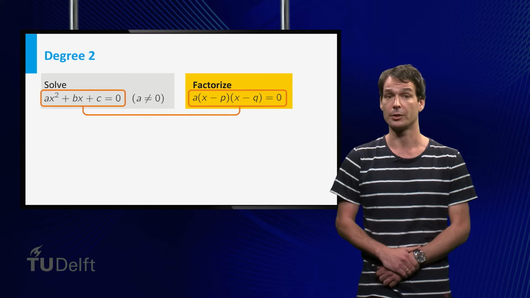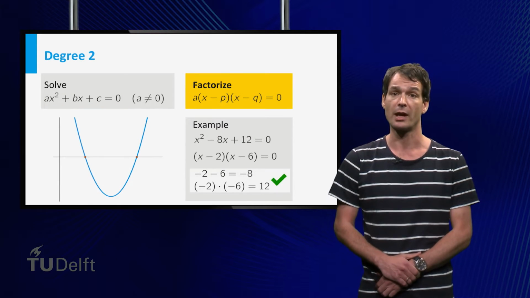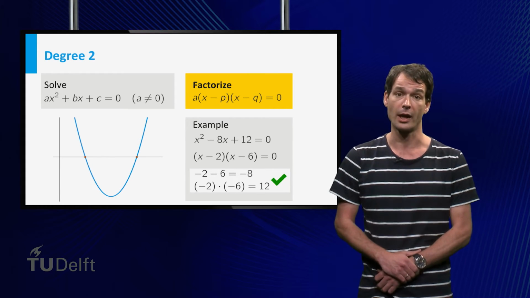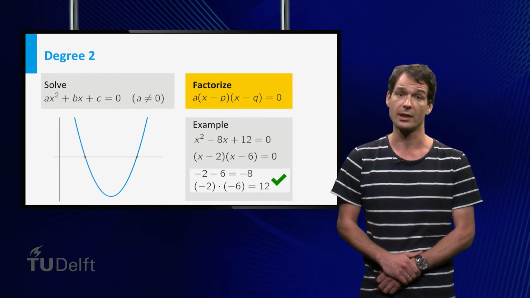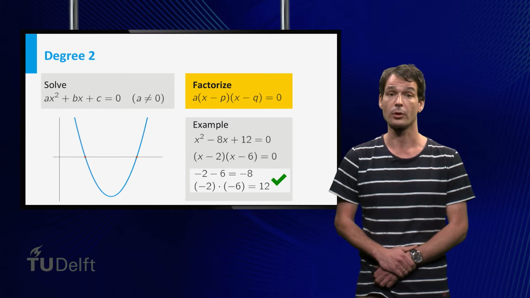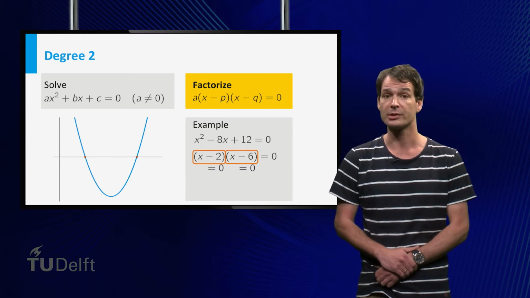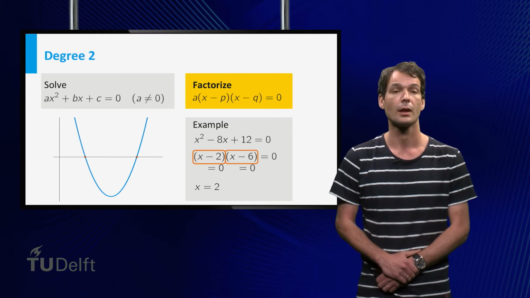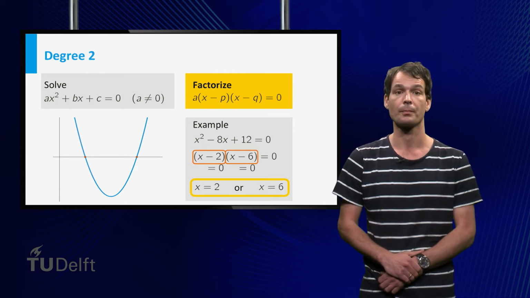First, you look whether you can factorize. For example, if we want to solve x squared minus 8x plus 12 equals 0, we factorize the polynomial as x minus 2 times x minus 6. You can check this by expanding. Now we have an equation of the form a times b is equal to 0, so that either x minus 2 is equal to 0 or x minus 6 equals 0. This gives x is equal to 2 or x is equal to 6.